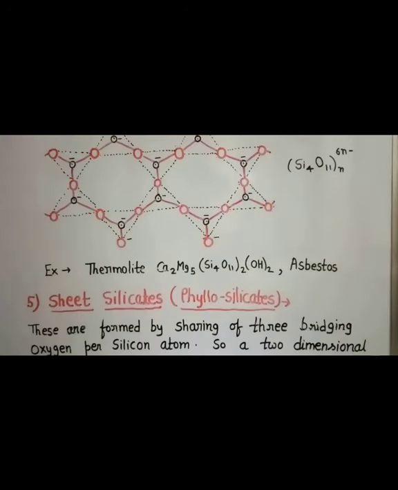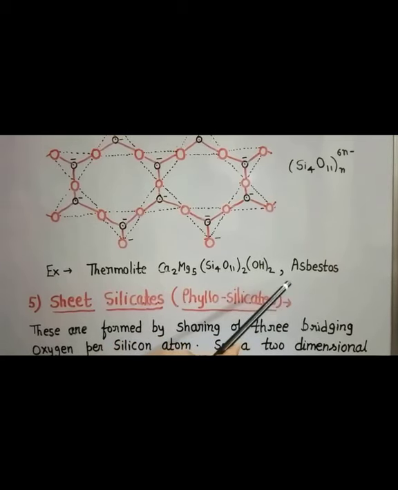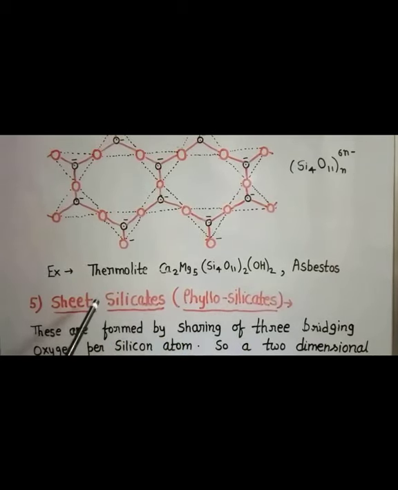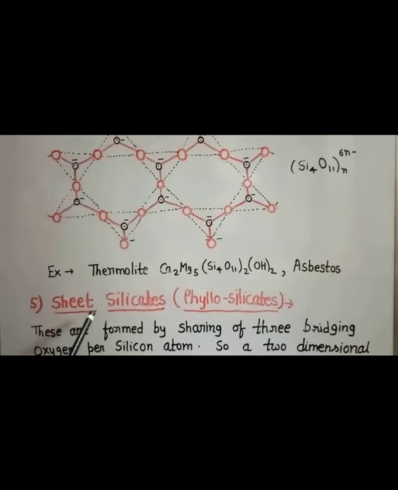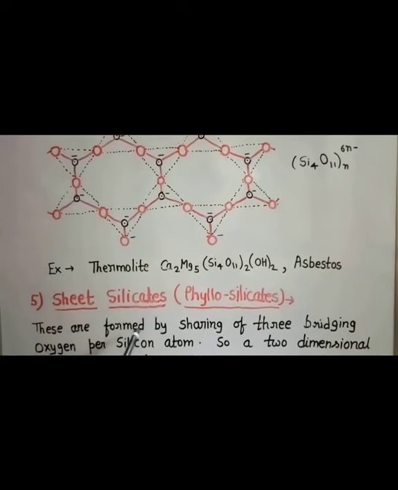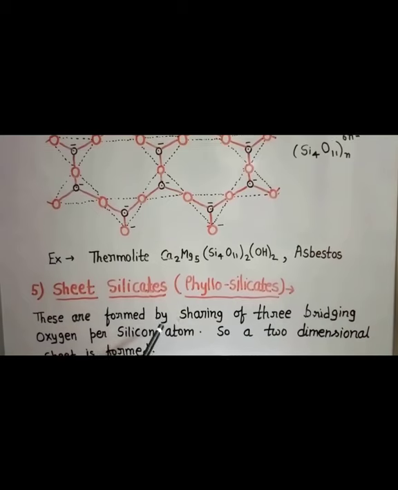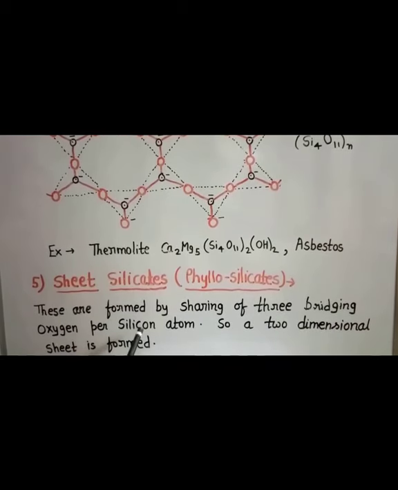Here one more example is given, that is tremolite. Tremolite is a calcium magnesium silicate. In your textbook it is given as asbestos, the same picture, which shows the example, asbestos. It is one of the fibrous and non-combustible silicates. Then the next type is sheet silicates.